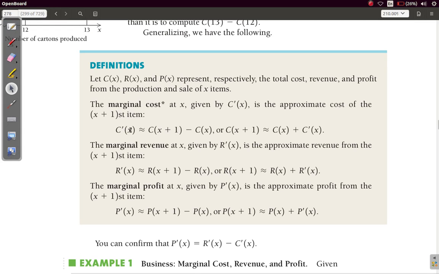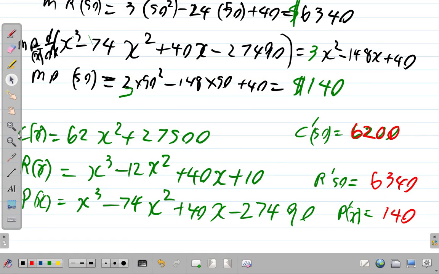See, the marginal cost using derivative is approximately the cost of the next item minus the cost of the present item. x plus 1 would be the next one in line, x would be the one now. The marginal revenue is approximately the revenue of the next item minus the item now. And the marginal profit would be approximately the profit of the next item minus the profit of the item now. Let's use that method and see if it would really work out for us.